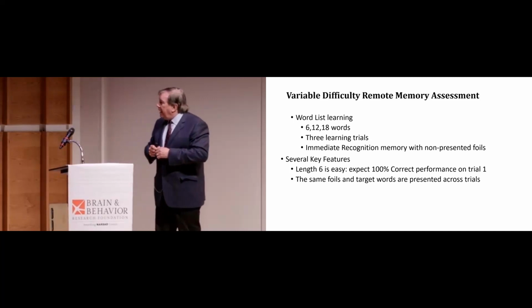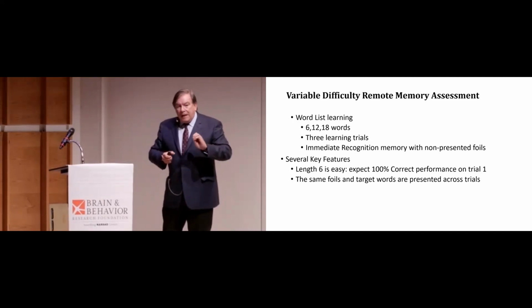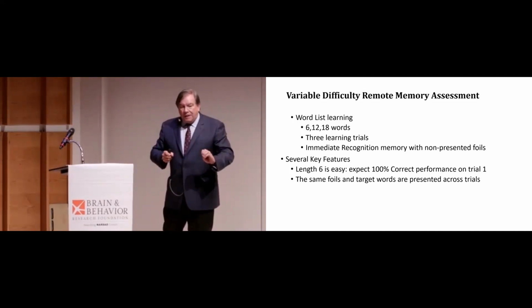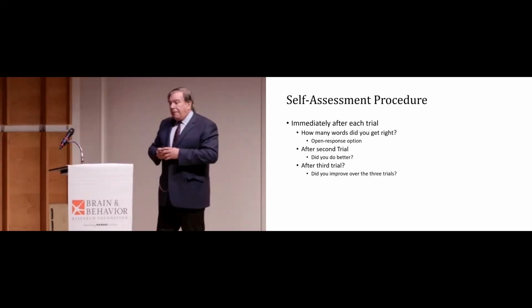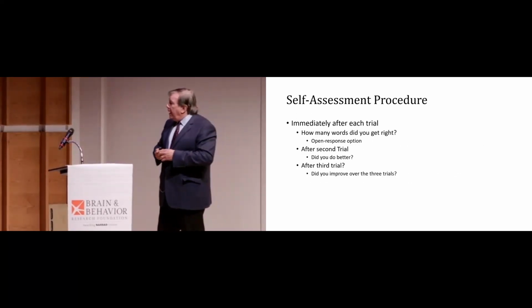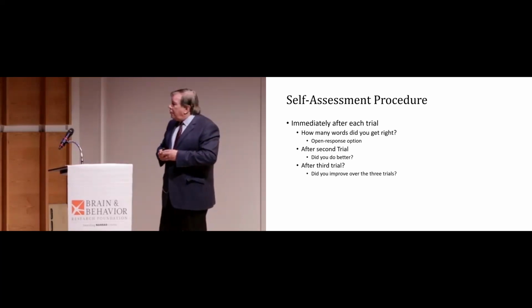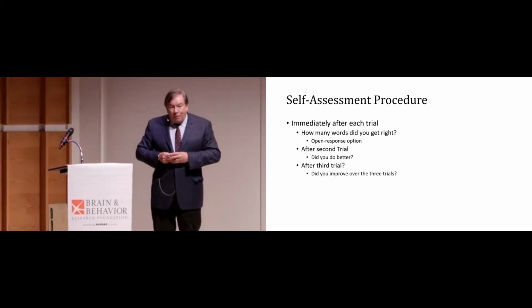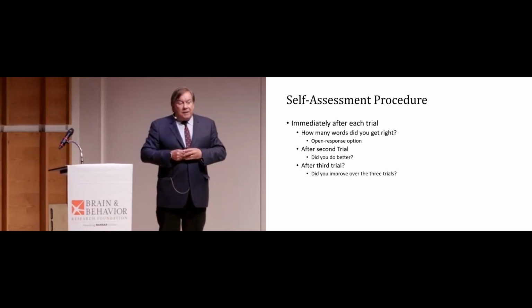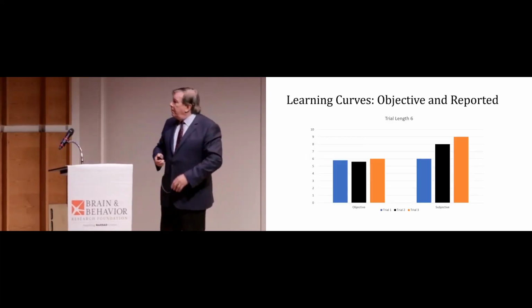exposures. And I think that's actually really interesting, keeping in mind that the recognition foils and the target items are repeatedly presented. But some are identified as targets and some are clearly foils. They're only presented at recognition. After every trial, we ask people, how many did you get right? Then on trials 2 and 3, we said, did you get better with practice? And we asked at the end, did you improve overall?